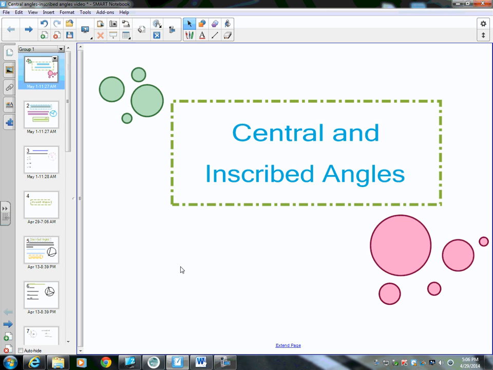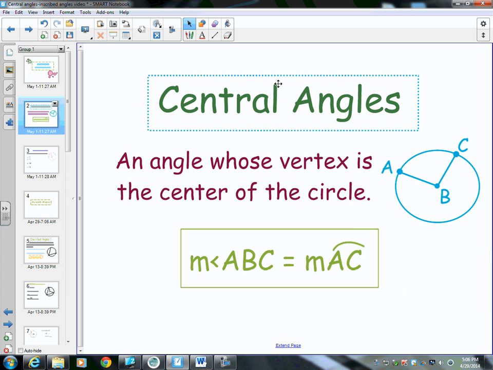Awesome. Today we're going to talk about central and inscribed angles mainly, but also a couple things to do with the arcs of a circle and stuff like that. So let's go ahead and get started. Okay, so first of all, what is a central angle?